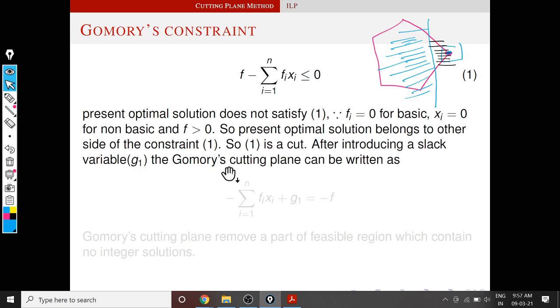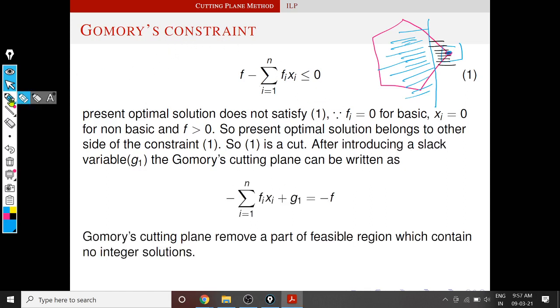After introducing a slack variable g1, the Gomory cutting plane can be written like this. Next we are going to introduce this extra constraint to our constraint system. Already we have some constraints. We introduce this constraint for solving the new LPP, and this constraint is called Gomory's cutting plane. Then how do we create the Gomory's cutting plane? By introducing a slack variable.